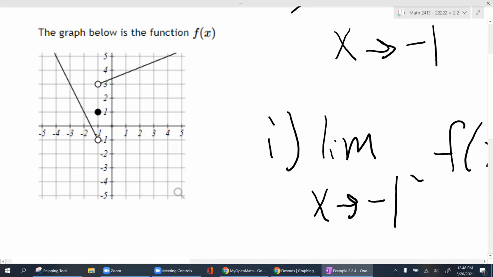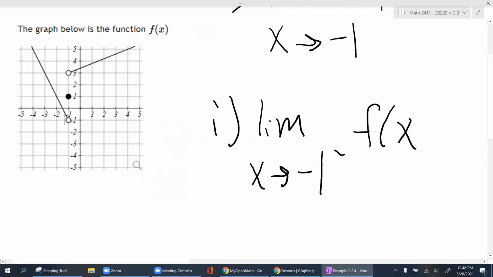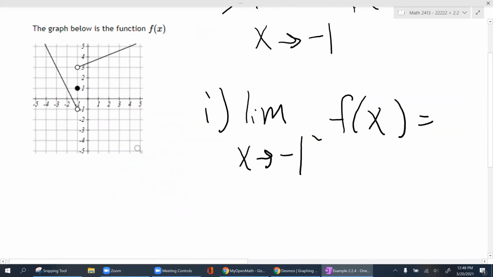And as this gets very, very close to -1 from the left, it's getting closer and closer. What does it get close to? What y is that? -1. That's going to be -1.